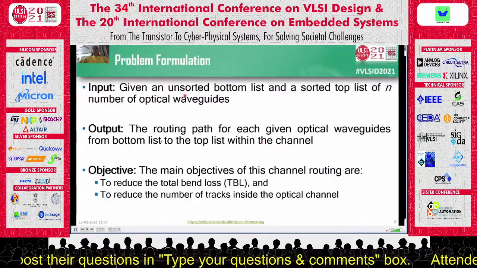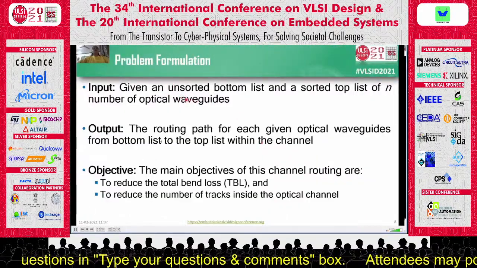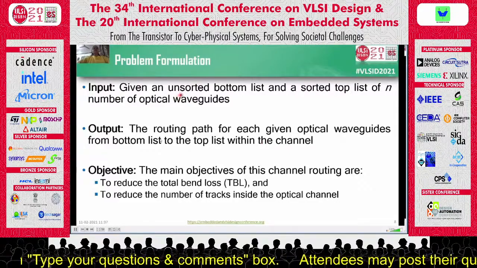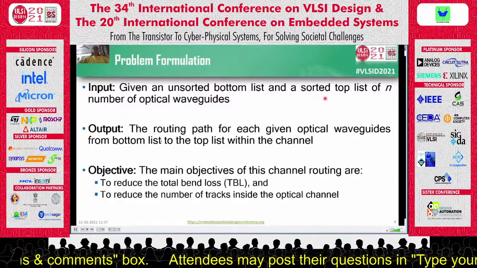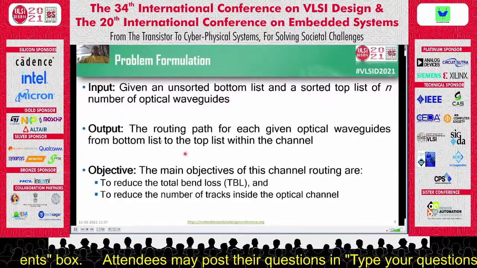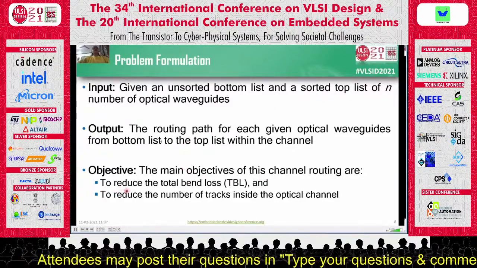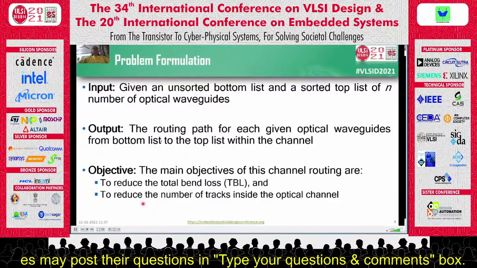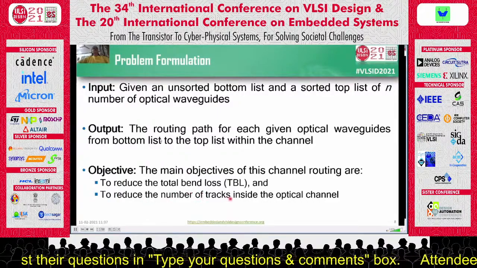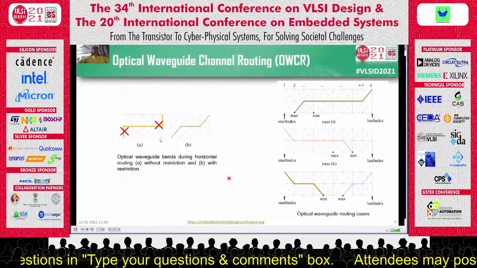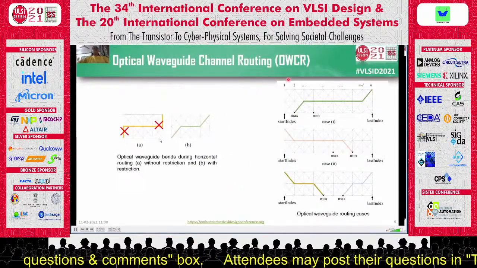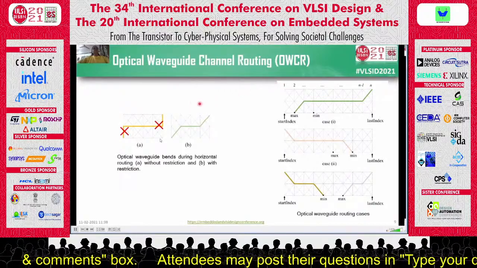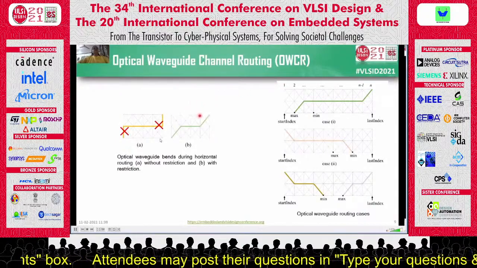This is the problem formulation of our work, where we route optical waveguides from the unsorted bottom list to the top sorted list, having an objective of reducing the total bend loss and reducing the total number of tracks inside the optical channel. Optical waveguide channel routing, OWCR, is the proposed work that follows a restricted horizontal routing.